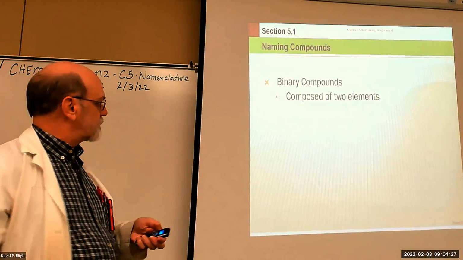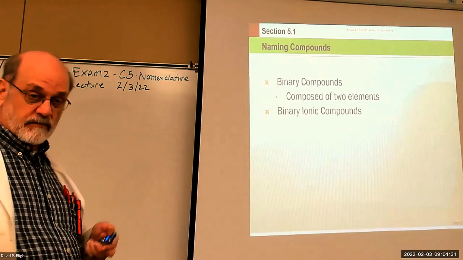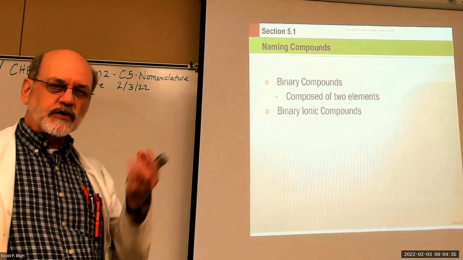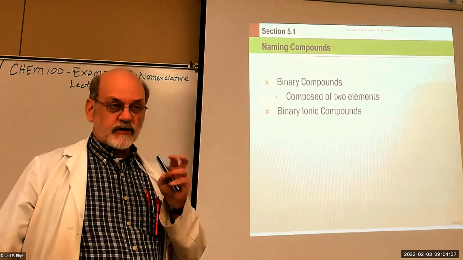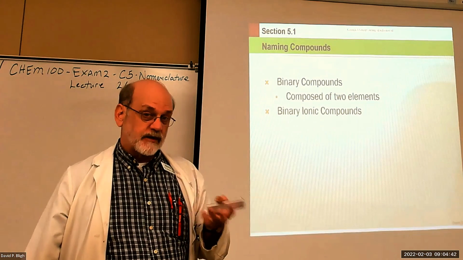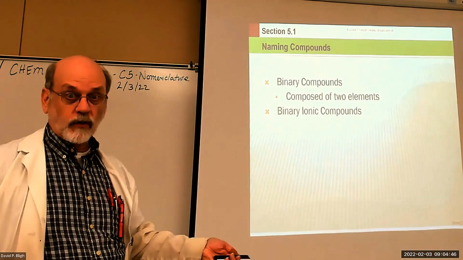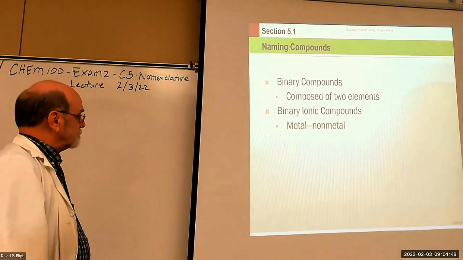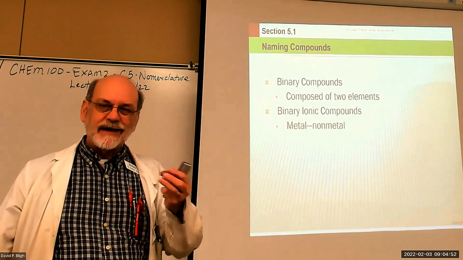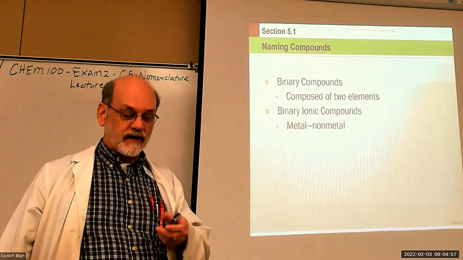So we start off with two elements, and we're actually going to start off with ionic compounds. That is, where the two parts of them are ions. So you may guess that if one of them is an ion that's positive, then the other one has to be negative. That's the only choice you have. And in that case, we're talking about a metal, which is the positive ion, and a non-metal, which is the negative ion.